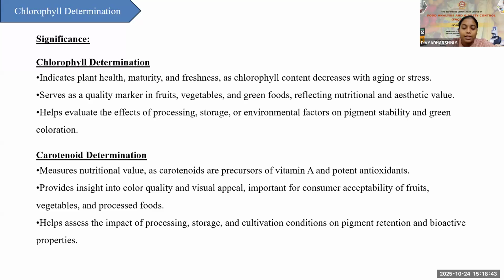It also serves as a quality marker in fruits, vegetables, and green foods, reflecting the nutritional and aesthetic value. It helps to evaluate the processing, storage, or environmental factors depending upon the pigment stability and the green coloration.